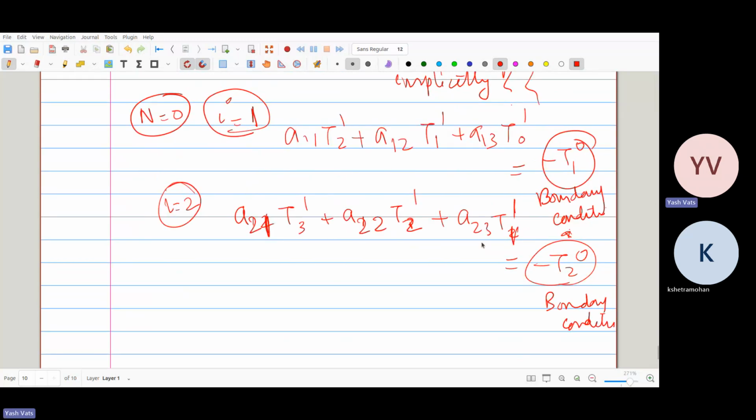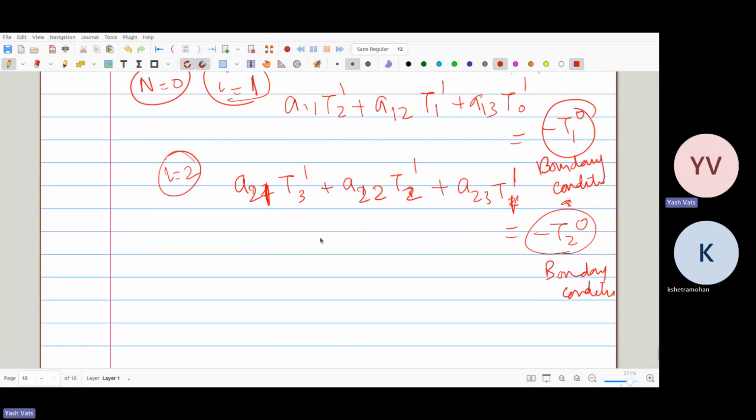Okay, so T11, T21, and T31, right? And similarly, you have T41, something here, T41 plus something here, T31 plus something here, T21 to be 0. That is the boundary condition. We take it 0 and so on, so forth.